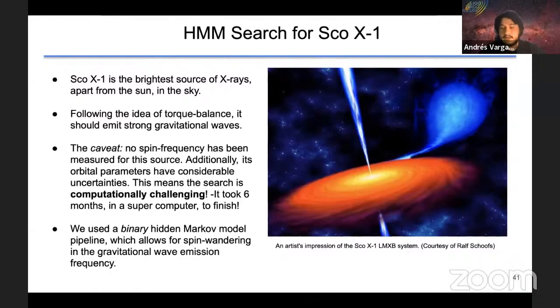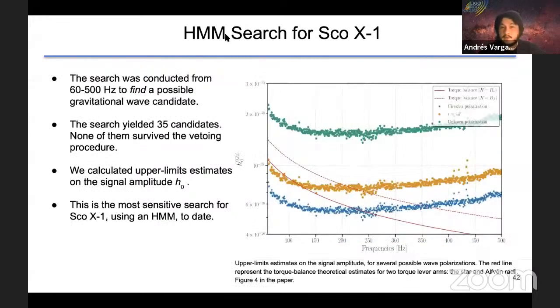So that means that we'll have to search a broad parameter space to try and find a signal. And this can be very computationally challenging. For instance, this search took around 6 months on a supercomputer using on average 100 GPUs to be done. So it's quite heavy. And we use a binary hidden Markov model pipeline, which allows for the spin wandering, given the chaotic nature of accretion. So moving to the next slide, where we have the results.